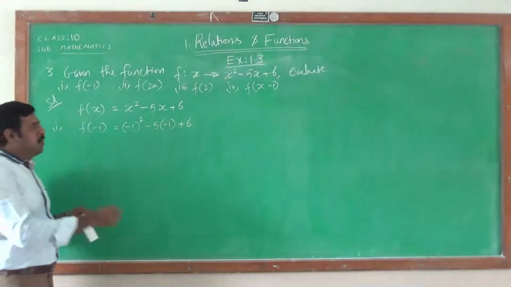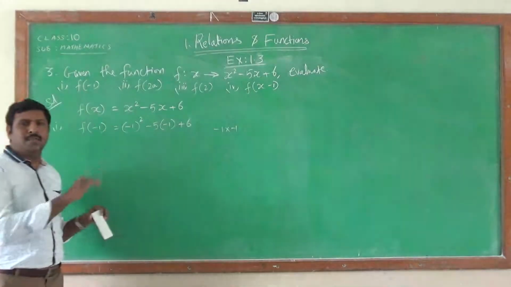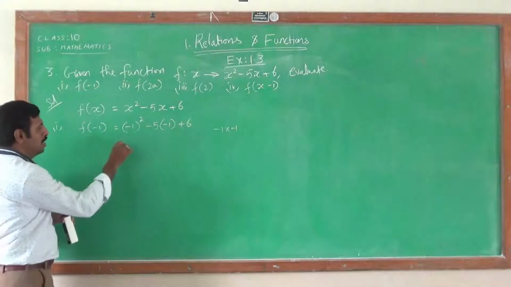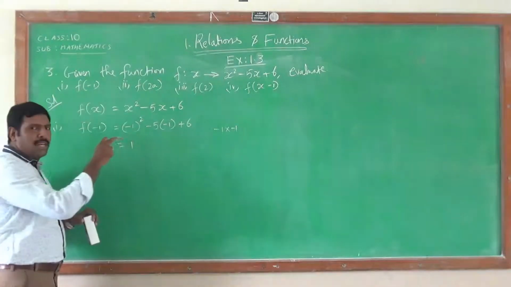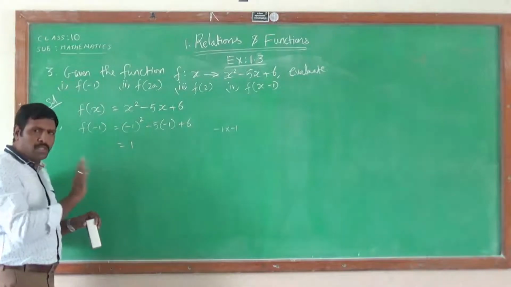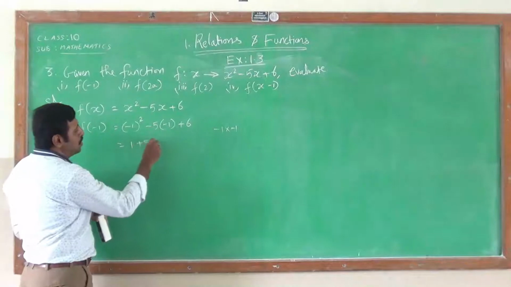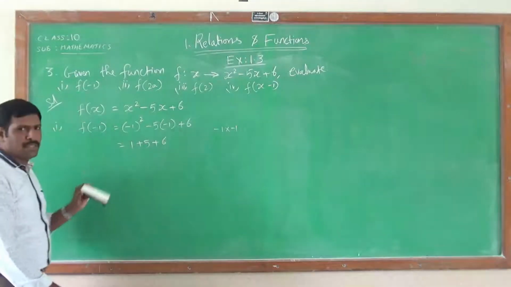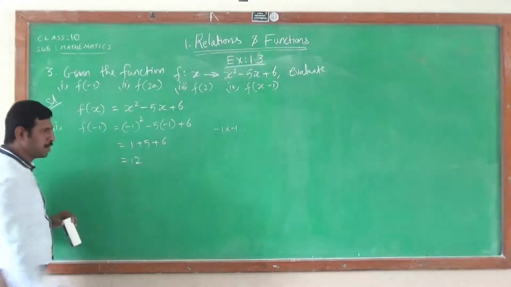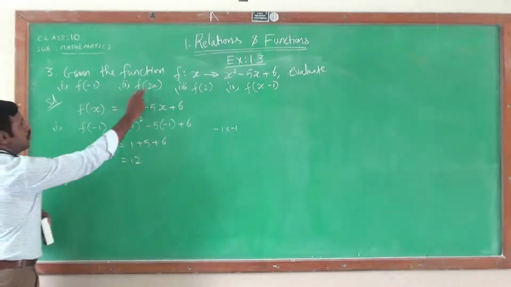Then (minus 1) whole square is minus 1 into minus 1. We know that minus into minus is plus, and then 1 ones are 1. And another condition: wherever we have a negative value with an even power, we get only a positive value, right? So 1, then minus into minus is plus 5, plus 6. The sum of these terms is equal to 12. Then the second Roman number, f of 2a.